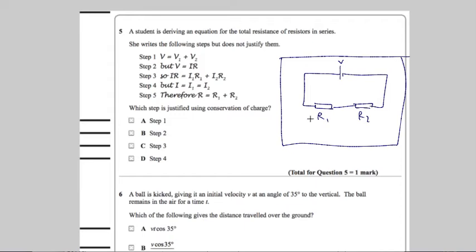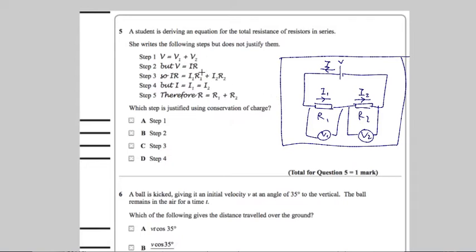And we are going to say that the voltage across R1 is V1, the voltage across R2 is V2, and we're going to need to write some currents. Now, the current through R1 we're going to call I1, the current through R2 we're going to call I2, and the current through the cell we're going to call I. So now we have all of the symbols that are going to be used. Let's see. We want to find which step is justified using conservation of charge.